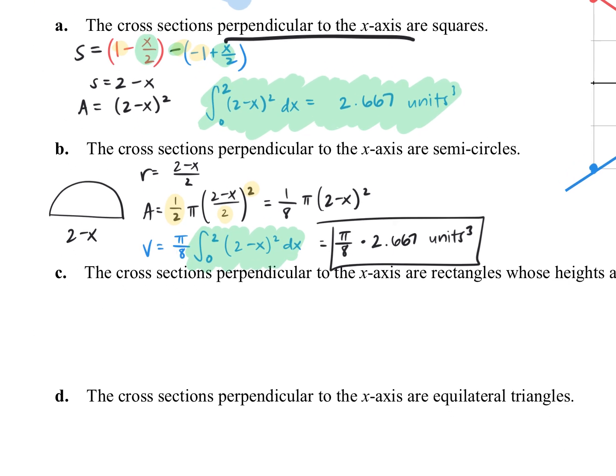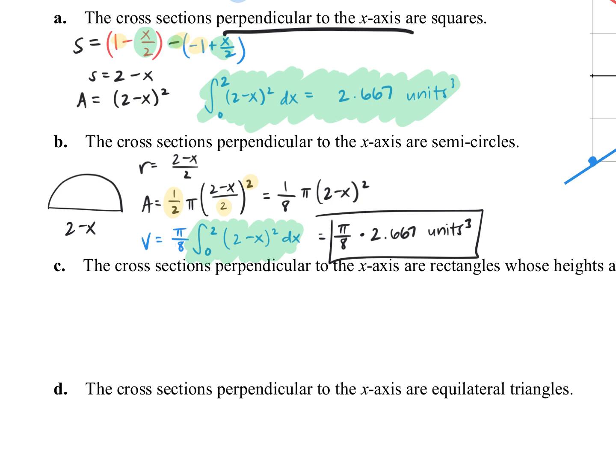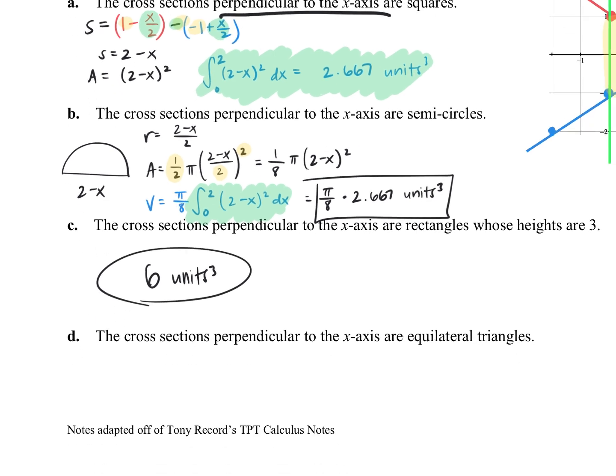And then we did talk about example C last class, right? Yeah, we can. We got 6 for that one. Okay, wonderful. I don't know why it didn't show up. Okay, there we go. 6 units cubed for this one. All right, the last one on this example.